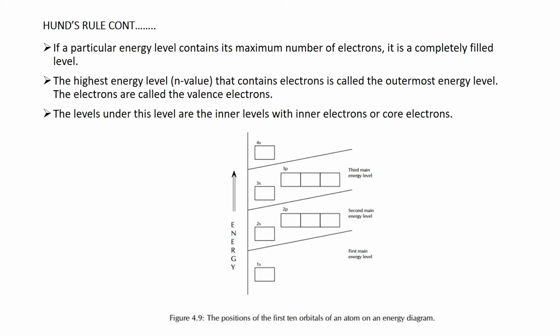Figure 4.9 shows the positions of the first 10 orbitals of an atom on an energy diagram. This is as far as we're going to go. 4s is as far as we're going to go for grade 10. So you have 1s, 2s, 2p, that's the second main energy level, 3s, 3p, that's the third main energy level. And then we have 4s, 3d, but we're not going to go as far as 3d.